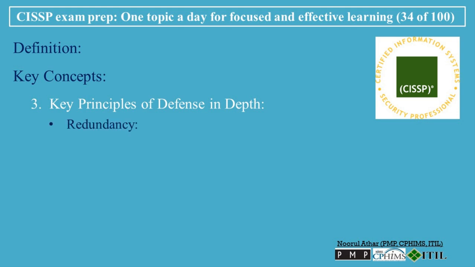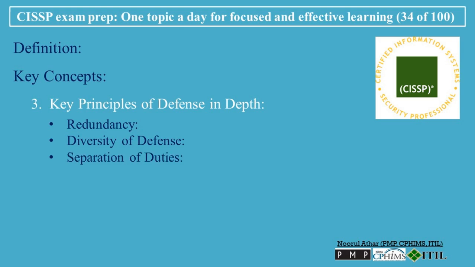Redundancy. DID introduces overlapping controls so that if one fails, others are in place to provide continued protection. This redundancy helps ensure resilience against sophisticated attacks that may bypass individual security measures. Diversity of defense. A key aspect of DID is using different types of security controls at various layers, rather than relying on the same control across the board. For example, using both network firewalls and web application firewalls, WAFs, ensures that different attack vectors are addressed.